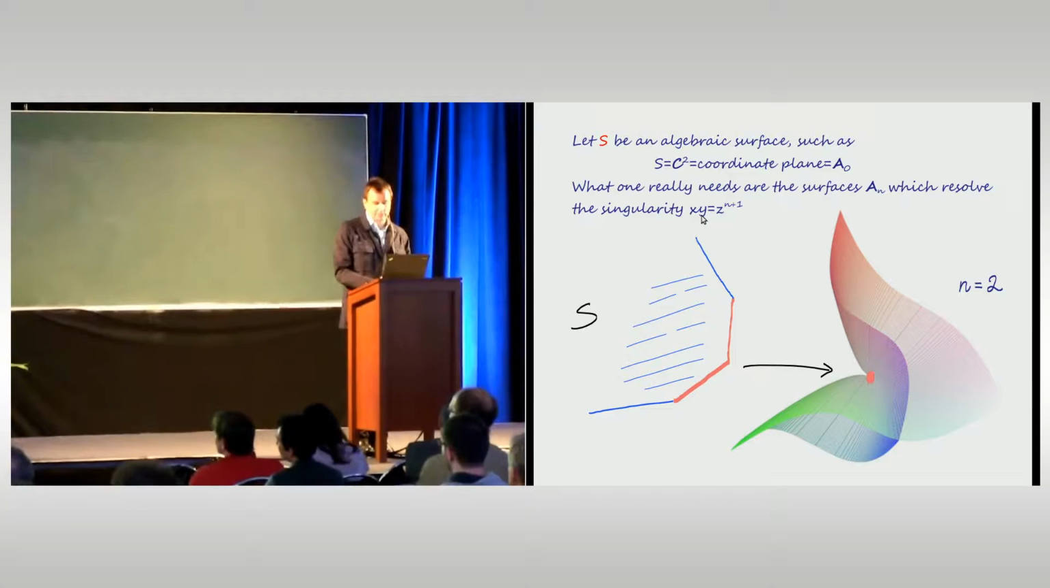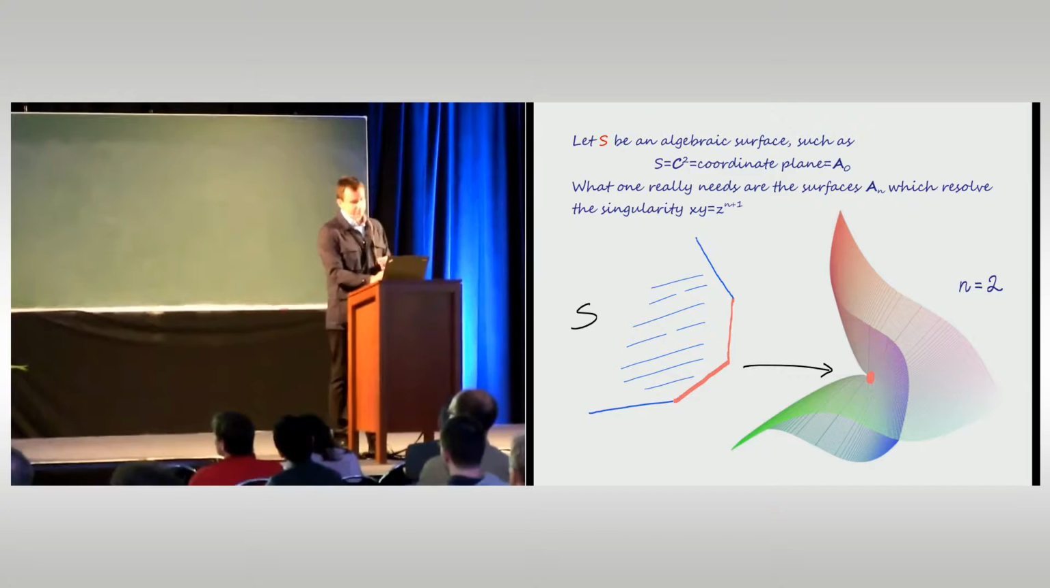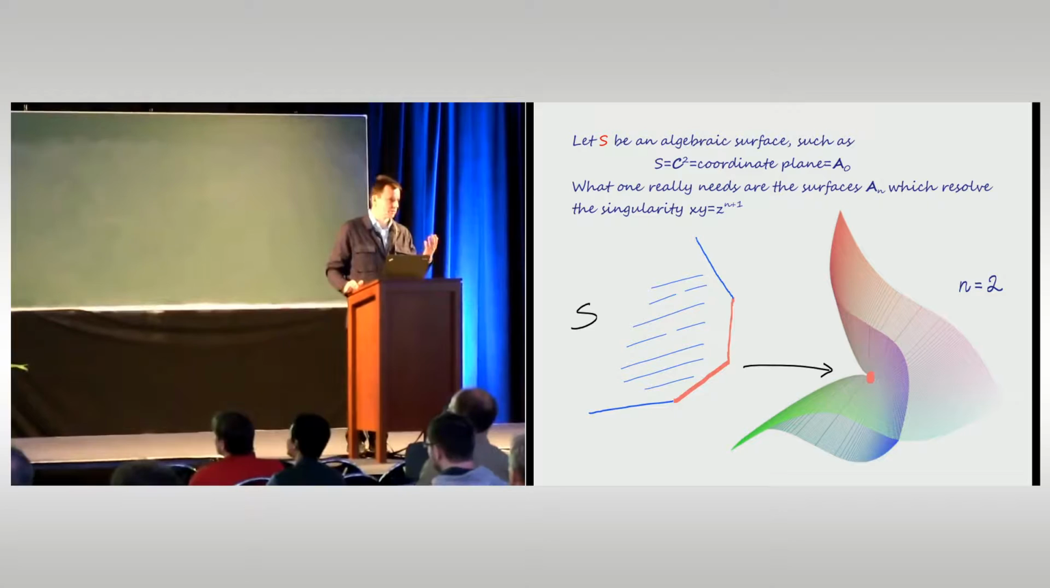When you resolve the singularity, instead of this big fat singular point, you get two rational curves that meet at one point, and so this is what the surface looks like. It's kind of like the plane, except it has two rational curves in it that intersect at a point, and this is the resolution of that singularity. You can define this for any n, and this is the actual supply of surfaces one needs.